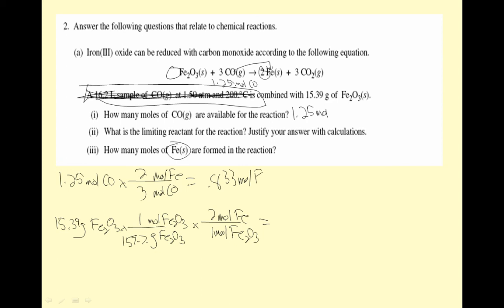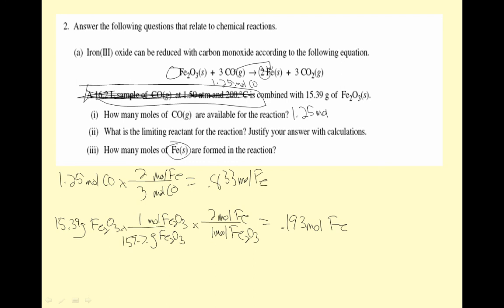So 15.39 divided by 159.7 times 2, 0.193 moles of Fe, not FFE.